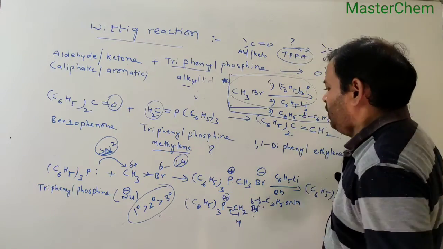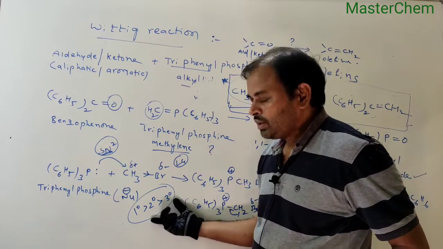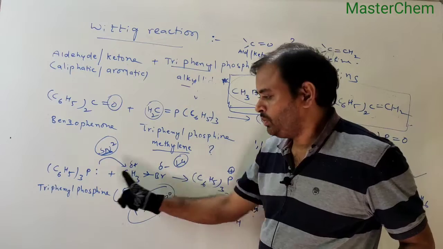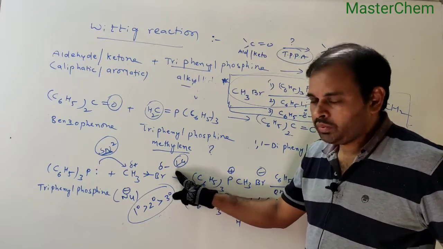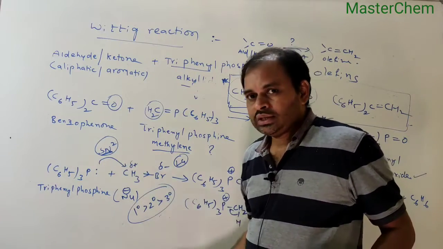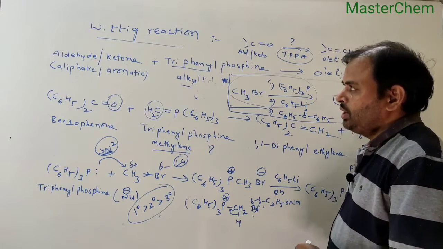This is the important point: the SN2 reaction and its reactivity order, what the nucleophile is and what the leaving group is. What is the nucleophile? Triphenyl phosphine. What is the leaving group? Br minus. And what is the reactivity order of alkyl halides? Just like SN2, it follows primary greater than secondary greater than tertiary alkyl halides.